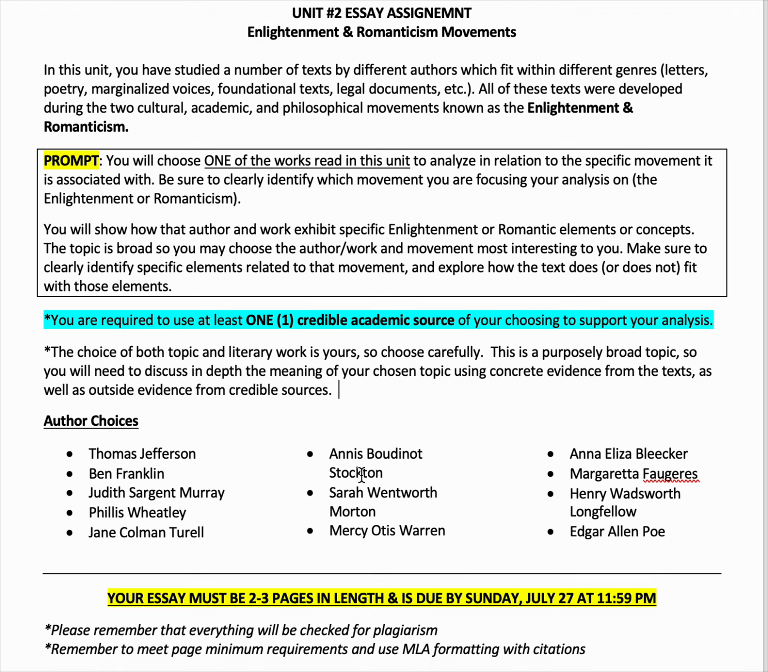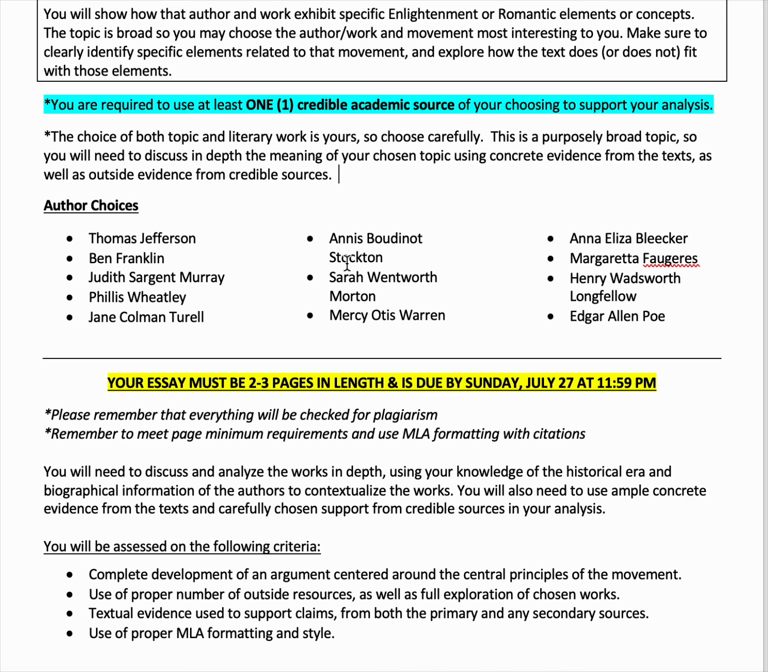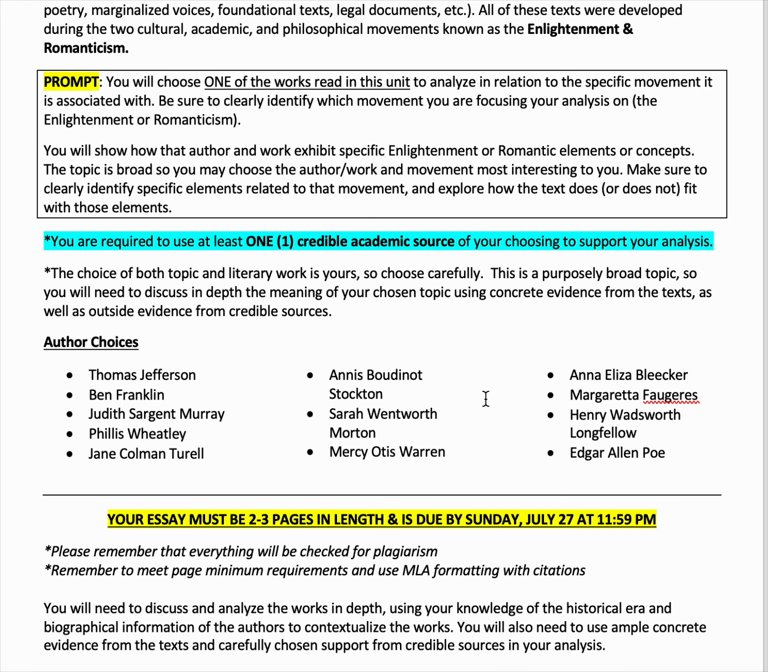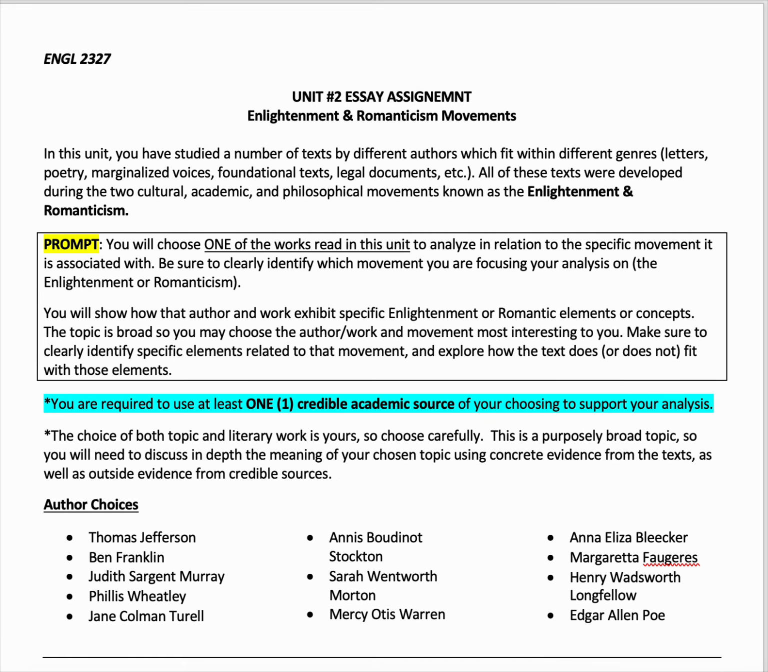This is, again, just like your first essay, purposefully broad, because I want you guys to choose the work and the movement and the elements within that movement that are of most interest to you. But please let me know if you have questions as you work. Thanks.